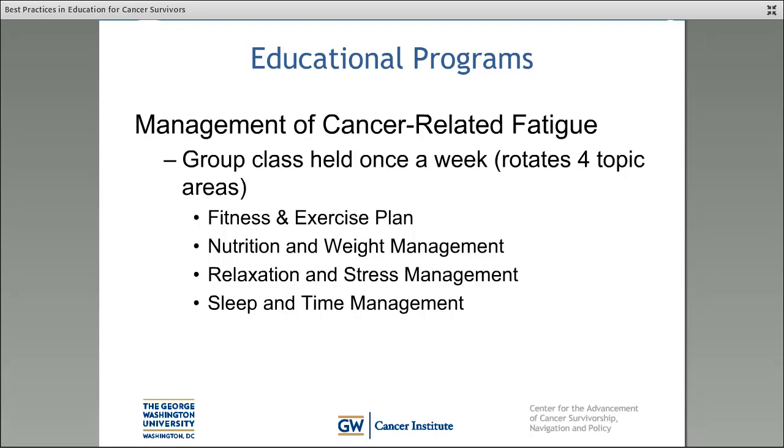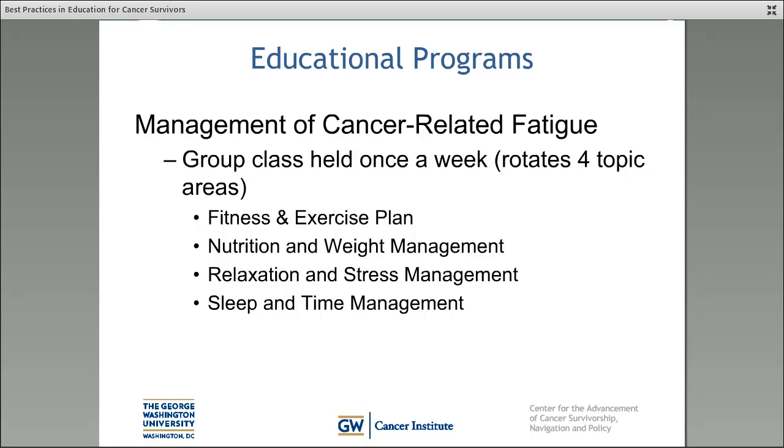We also talk about nutrition and weight management, how to really incorporate some of those lifestyle changes and wellness perspective. We spend the next session talking about relaxation and stress management. And then finally, at the end, we talk about sleep, the importance of sleep, and how that feeds into fatigue and really overall recovery, and as well talking about time management as they transition back into the reality after cancer treatment is over.